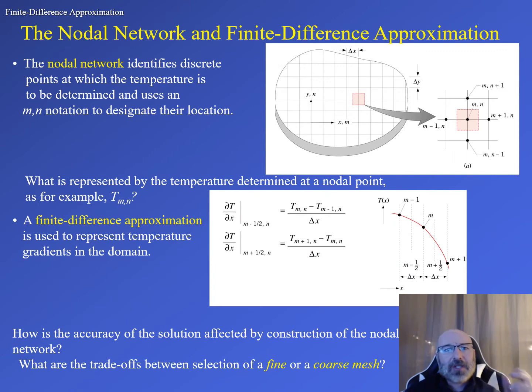So now let's ask ourselves how the accuracy of the solution is affected by the construction of the nodal network. If we think about this delta x right here, and we think back to our pre-calculus, we're talking about finding the integral of a curve. The integral would be the area under a curve. Now, how do we approximate the integral under a curve?